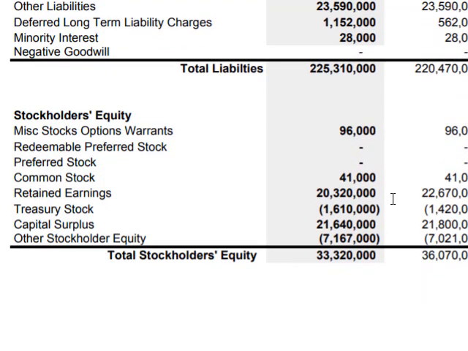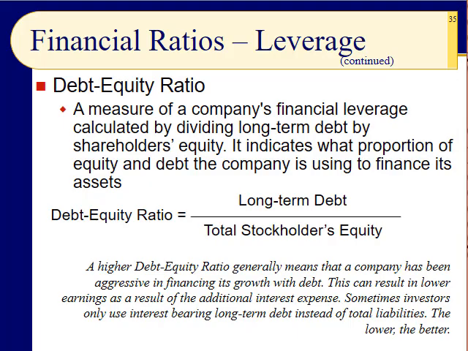And so what were the total stockholders' equity? Where was that? 33,320,000,000. So you go back to the PowerPoint. You take that long-term debt, 102 billion, divided by 33,320, and you wind up with about 300%, three times as much debt as total stockholders' equity.